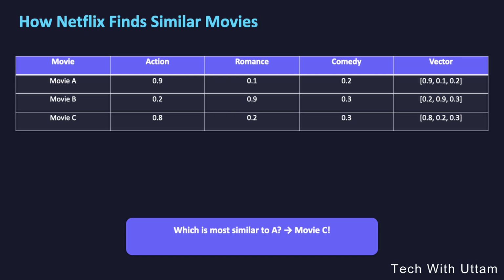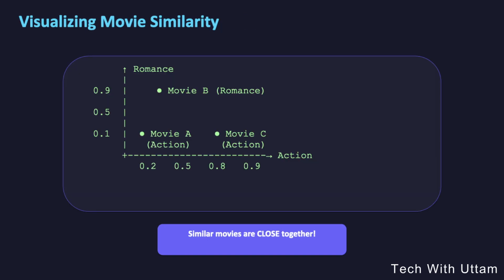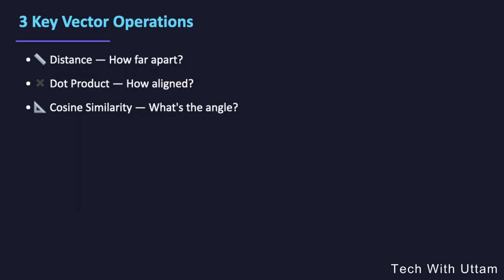Now if you liked movie A, which movie should Netflix recommend? Let's plot these vectors. Look at this. Movie A and movie C are close together in this space. Movie B is way off in romance land. The answer is obvious when you visualize it. Recommend movie C. This is exactly how recommendation systems work. Similar content has similar vectors.